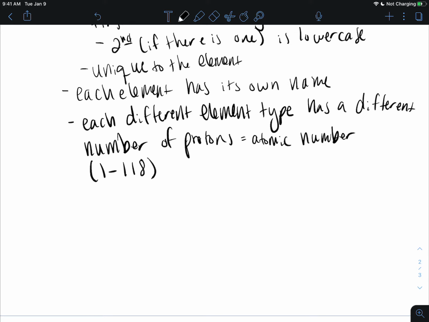So we talk about element number 118, our very last element in the periodic table. That's how many protons it has, and that's the atomic number of that element.